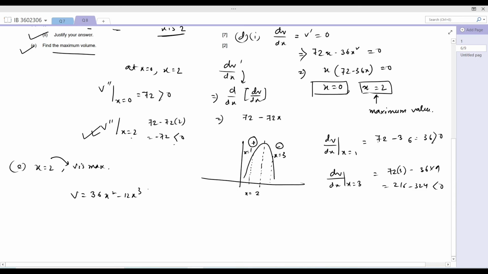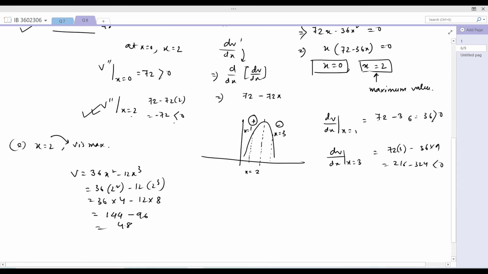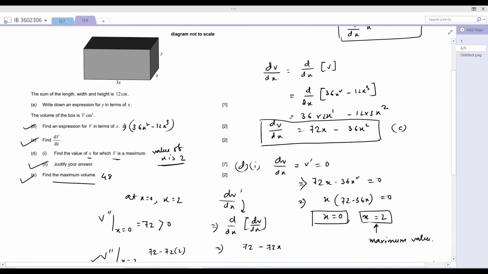So 36 into 2 square minus 12 into 2 cube is 36 into 4 minus 12 into 8, which is 144 minus 96, so 48. The maximum volume is 48 centimeter cube. Always try to put the units in. So it is 48 centimeter cube. In this way the complete problem is solved.